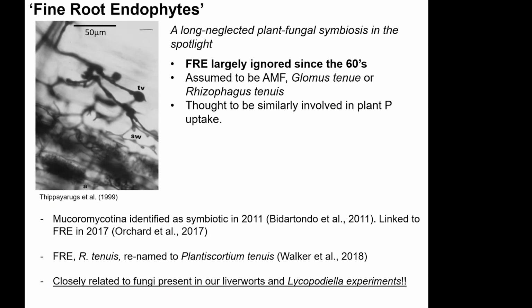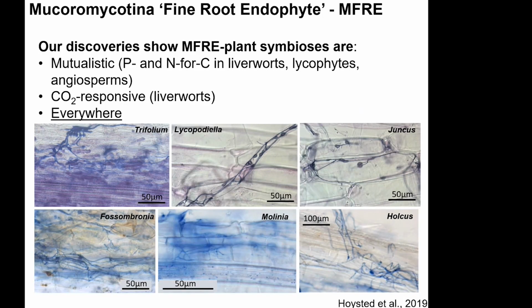But we know that they're closely related to the fungi that we find in our liverworts and our Lycopodiella experiments. So we're trying to bring fine root endophytes back into the spotlight. And I think we're getting there. So we've basically shown that these symbioses are mutualistic, in that they exchange phosphorus and nitrogen for carbon in liverworts and lycophytes. We've also got evidence now in angiosperms. They're CO2 responsive in some groups of plants, but perhaps most importantly, they seem to be everywhere. So they're in Trifolium, Lycopodiella, Juncus, Holcus, Molinia, Fossombronia, even in some lineages that don't seem to be mycorrhizal, they seem to have these fine root endophytes.